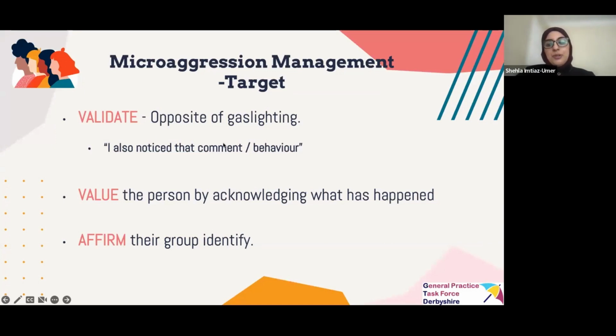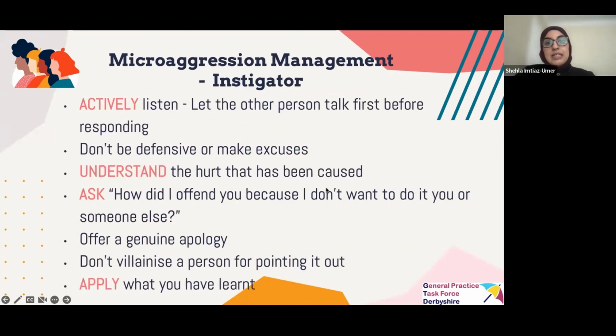When it comes to how to speak to somebody who's the instigator, if you're the instigator of that behaviour and somebody comes up to you and says, actually, I think what you said there was probably inappropriate, it's really important that you actually listen to them as well. So if, for example, I've done something that has been offensive to a certain group of people, and somebody comes up to me, I would hope that we should be actively listening, let that other person talk first before responding. And it's really important not to be defensive or make excuses.